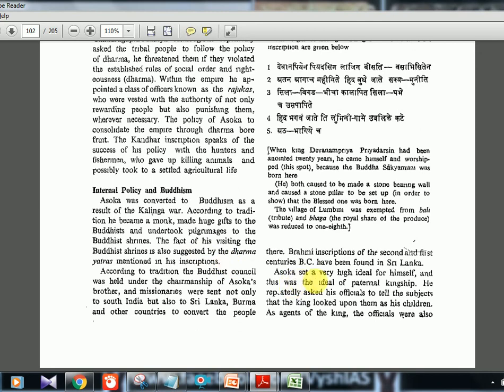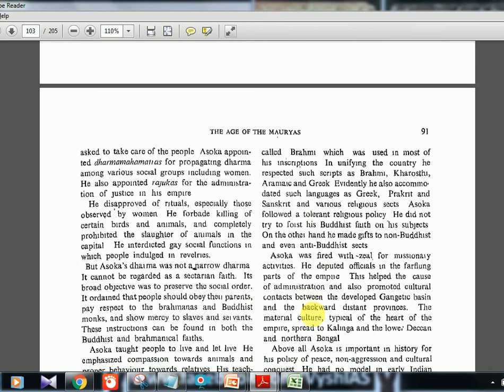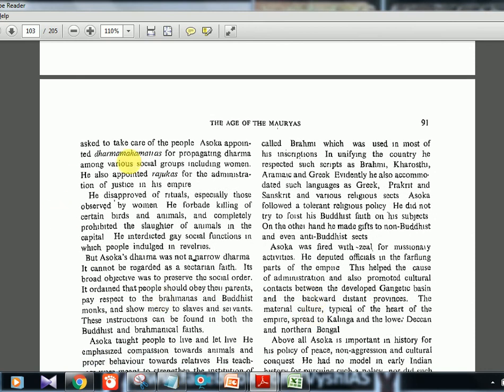Then Ashoka set a very high ideal for himself, and this was the ideal of paternal kingship. He repeatedly asked his officials to tell the subjects that the king looked upon them as his children. As agents of the king, the officials were also asked to take care of the people. Ashoka appointed Dharma Mahamatras. Okay, so Mahamatras we have already seen in the last chapter, where we saw they are higher officials. So Dharma Mahamatras are the higher officials for propagating Dharma. And Rajukas also were there for administration of justice in his empire. So Rajukas and Dharma Mahamatras are both related to Ashoka's time.